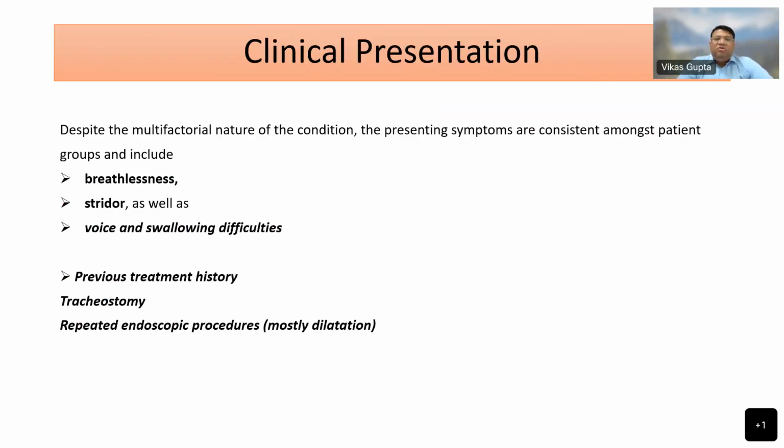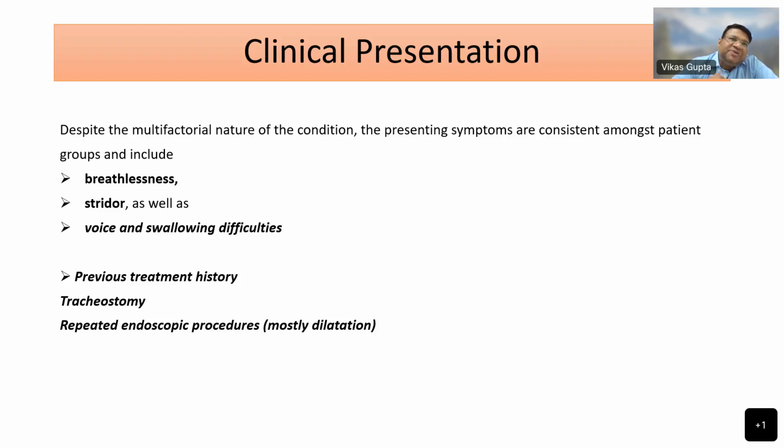So how do these patients present? Any patient with upper airway stenosis or tracheal stenosis, how do they present? Most of these patients will present with breathlessness or stridor, which is slowly progressive and actually worsens when they do some strenuous work, like climbing stairs or going for a jog.